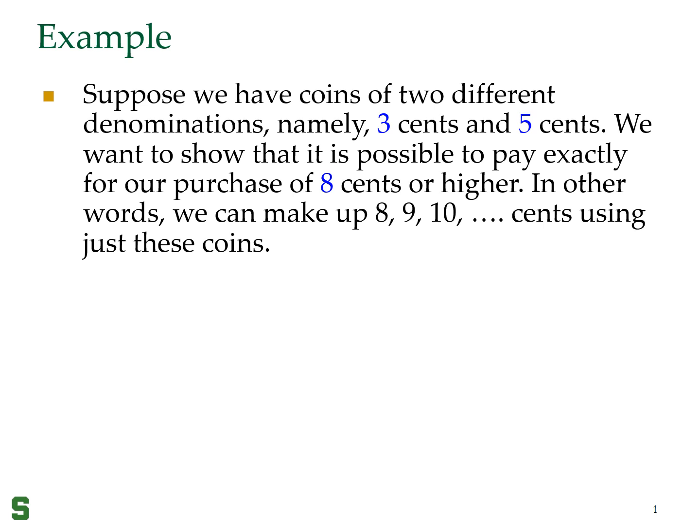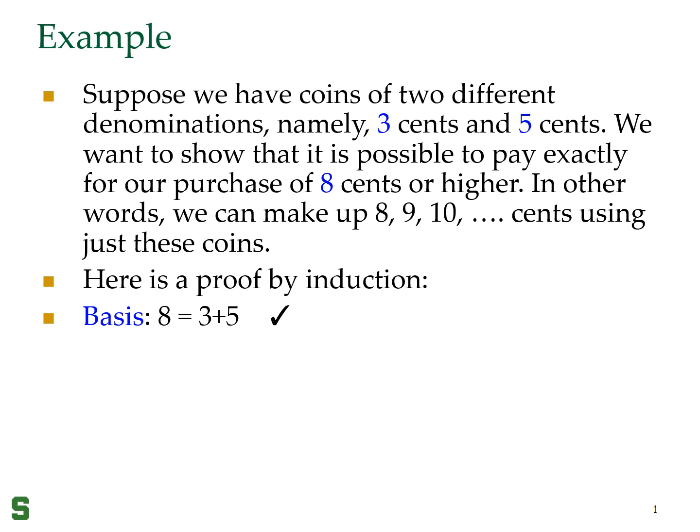So for example, we can do 8 cents as 3 plus 5, we can do 9 as 3 plus 3 plus 3, we can do 10 as 5 plus 5, and so on and so forth. Here is a proof by induction. The basis is the smallest case that we have to worry about, which is 8, and that is something that is clearly feasible because we can do 3 plus 5.